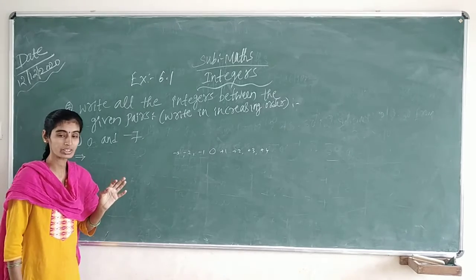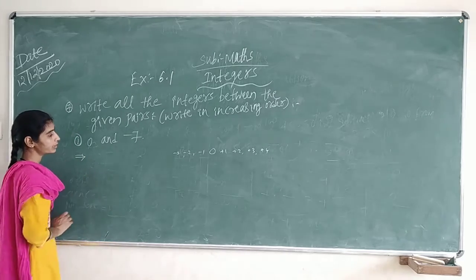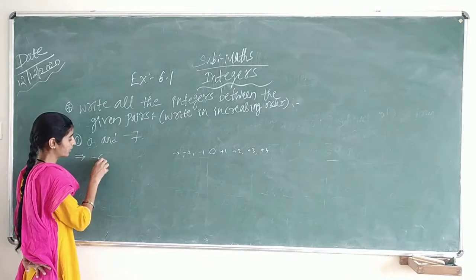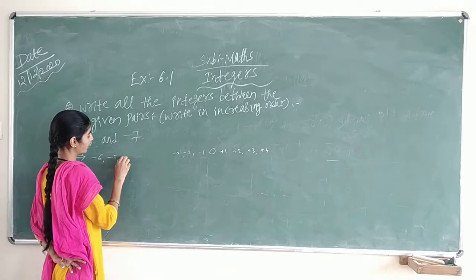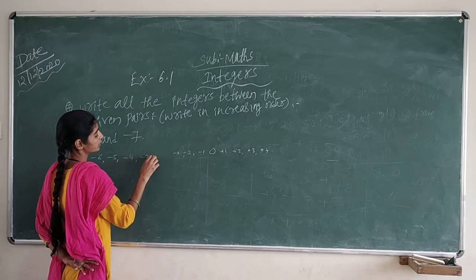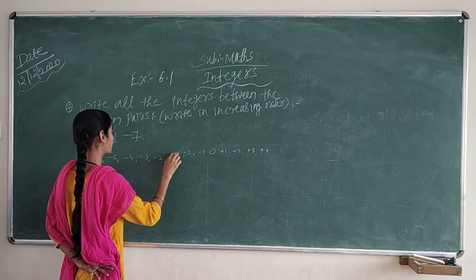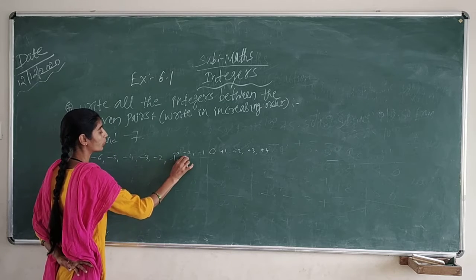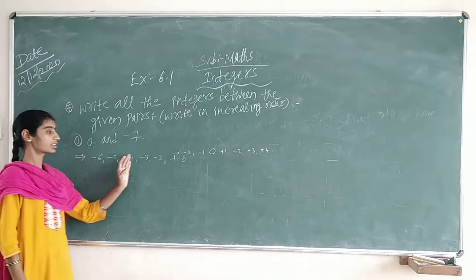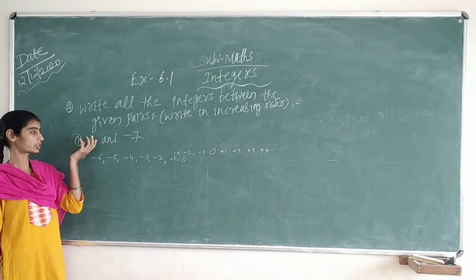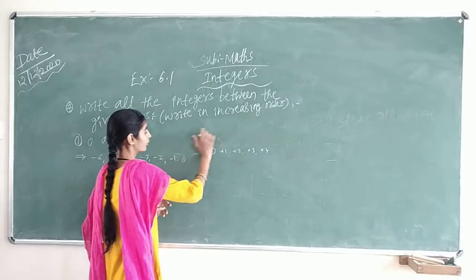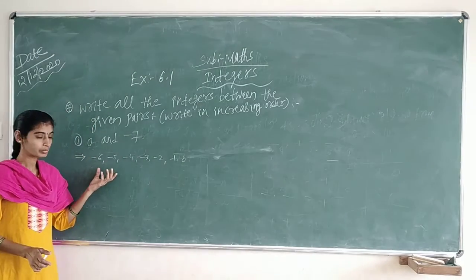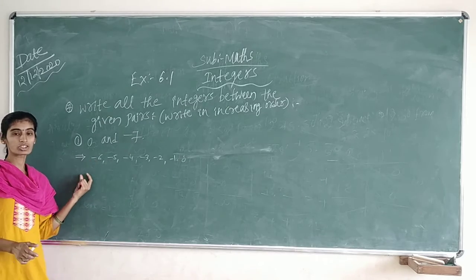So shall we start writing, children? How to write? The numbers should be in increasing order. First you have to write minus 6, minus 5, minus 4, minus 3, minus 2, minus 1, then comes the 0. So this is the increasing order for the first question, 0 and minus 7. Why? Because for negative numbers, how do we consider which is the smallest or greatest?